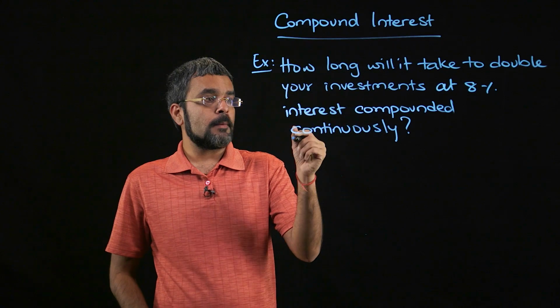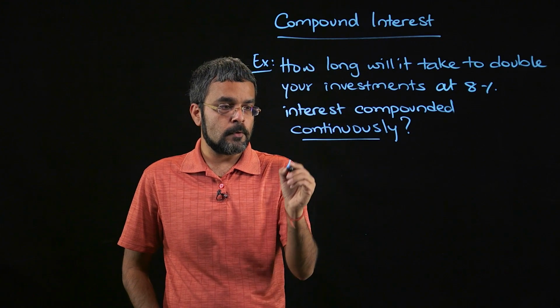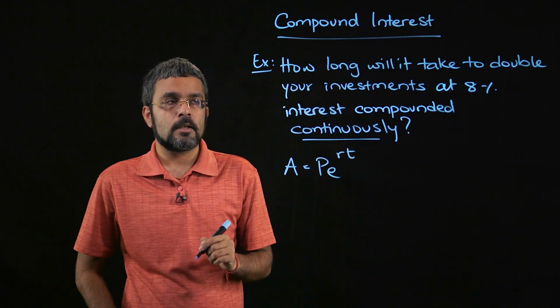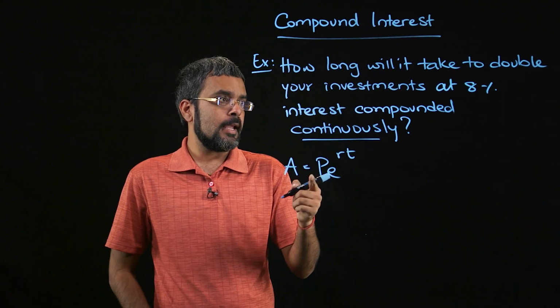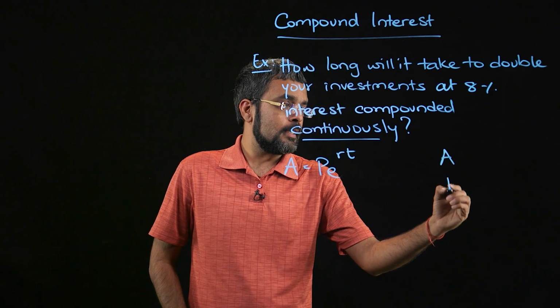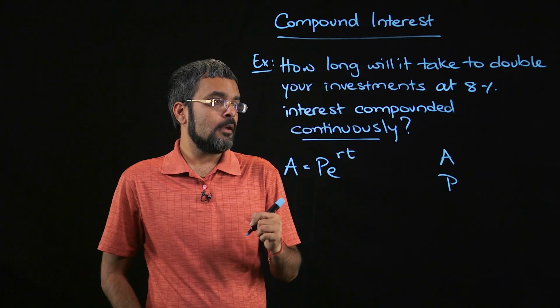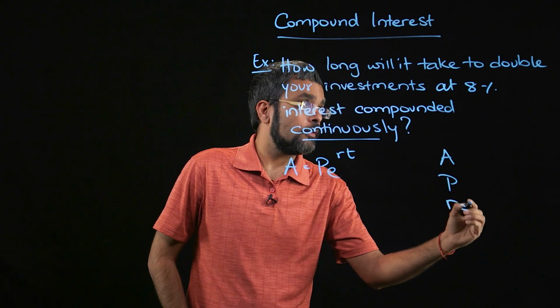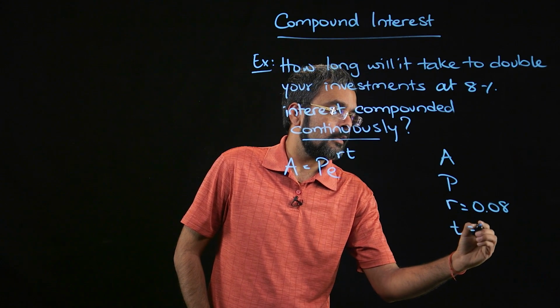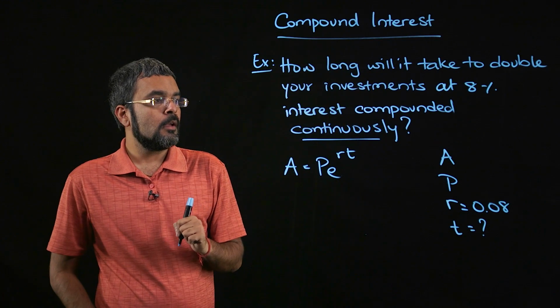First of all, it's compounded continuously, which means I'm going to use my formula A equals P e to the rt. So let's see what we have. We don't know what A is. We don't know what P is really. We know r is equal to 8%, so 0.08, and then we need to find the time. That's what we want to find.